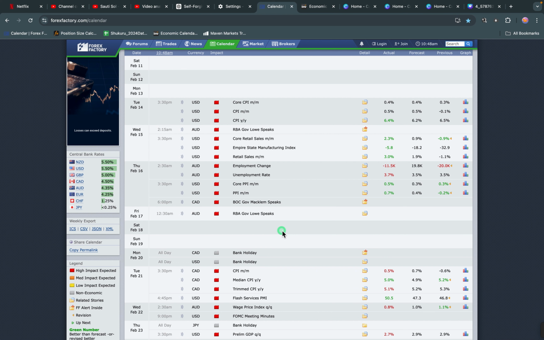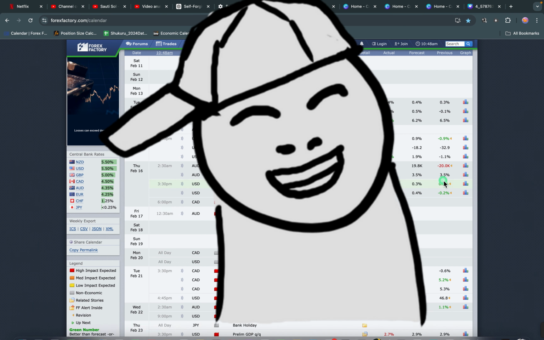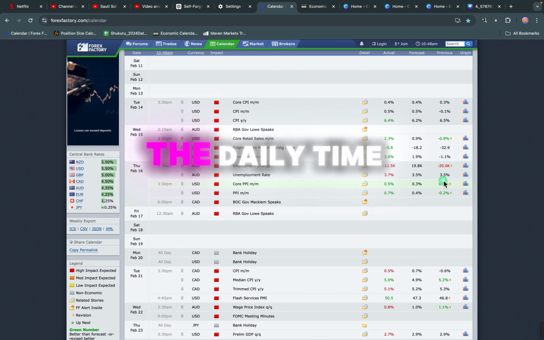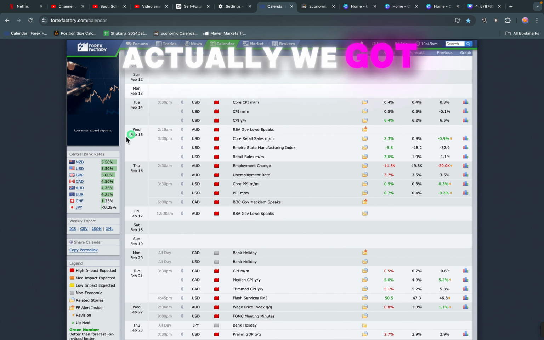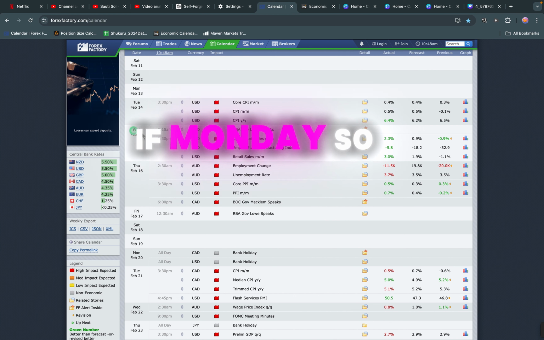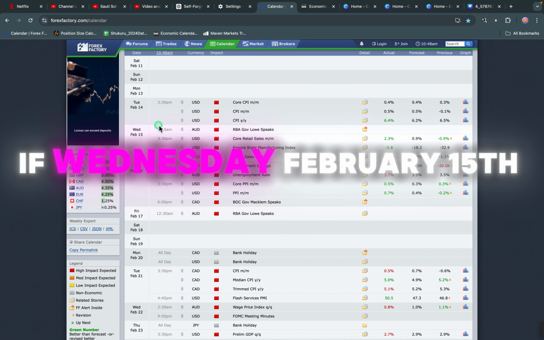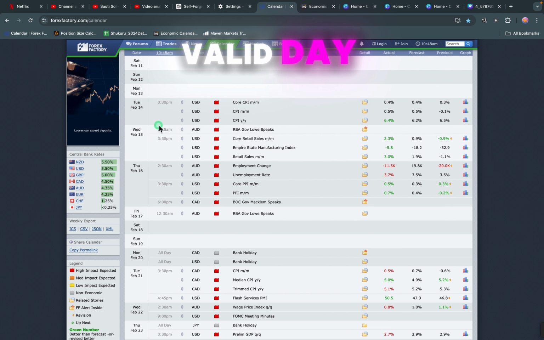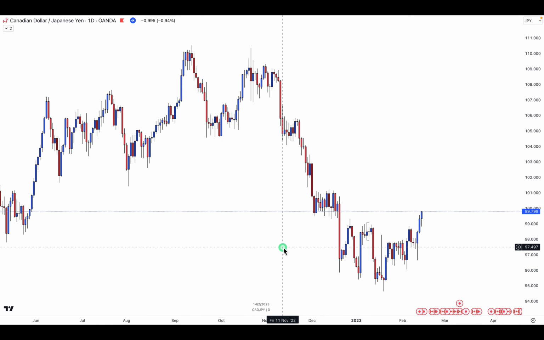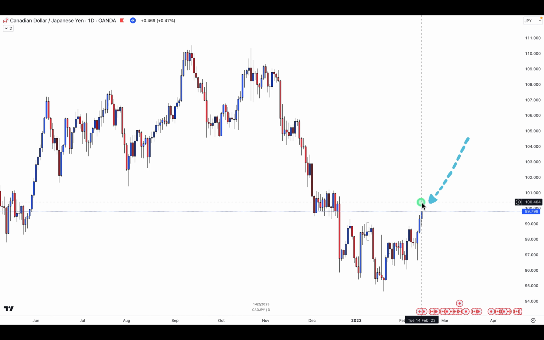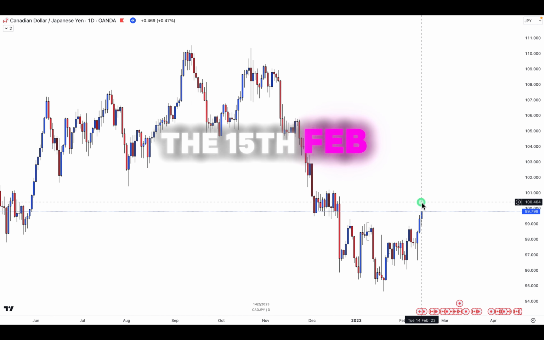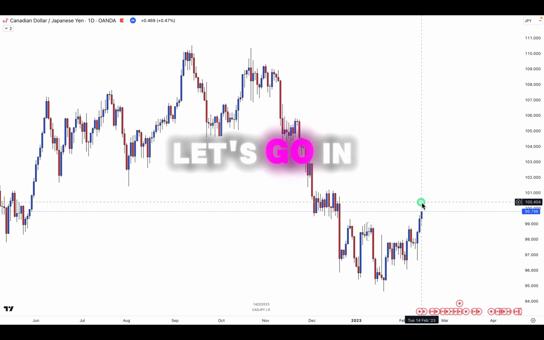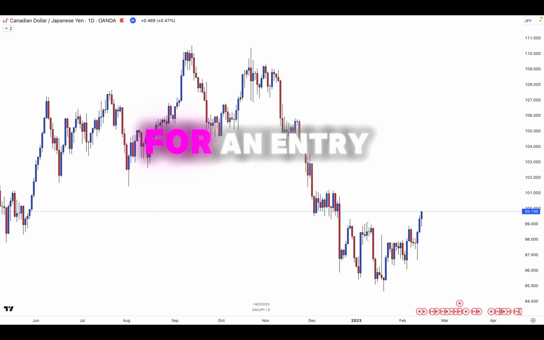So go through it and get an insight of which news I actually look at. Without further ado, let's go to the daily time frame and see if Wednesday, February 15th was actually a valid day based on the daily time frame. Going to D1, you'll see that on the 15th Feb, this candle here closed bullish. So that makes our day on the 15th Feb valid. Let's go to the 15 minutes time frame and search for an entry.